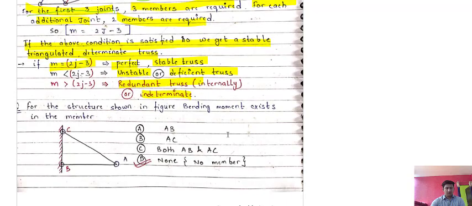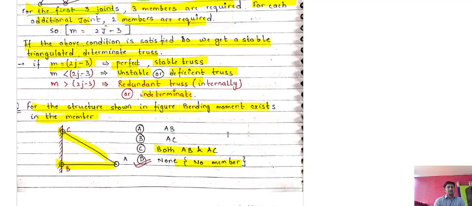Suppose this is a question here. For the structure shown in the figure, bending moment exists in which member? Is it AB, AC, both AB and AC, or none of the members?